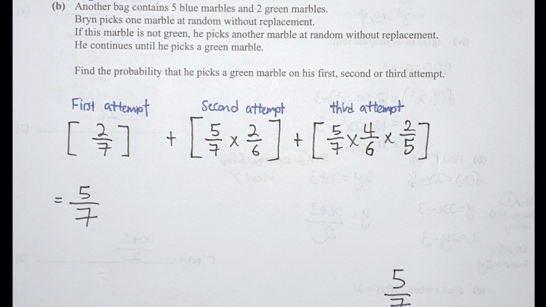So question B here, the keyword is from the sentence: if this marble is not green, he will pick another marble without replacement. He continues until he picks a green marble. So there are 3 conditions here where he succeeds in the first attempt, the second attempt, and the third attempt. First attempt is 2 out of 7. Second attempt is I got not green first, which is 5/7 times 2/6. And the third attempt is 5/7 times 4/6 times 2/5. By adding all this up, you will get 5/7 as your final result.